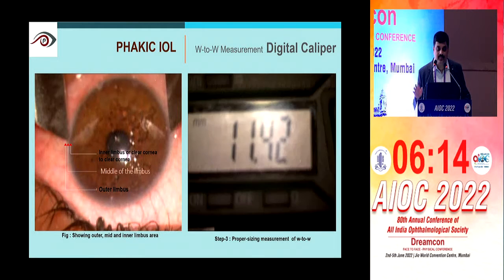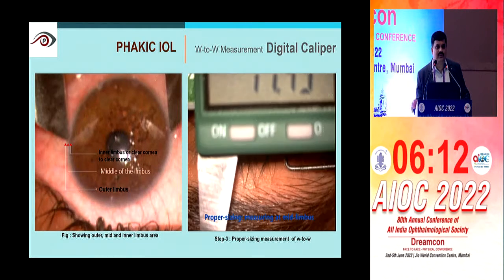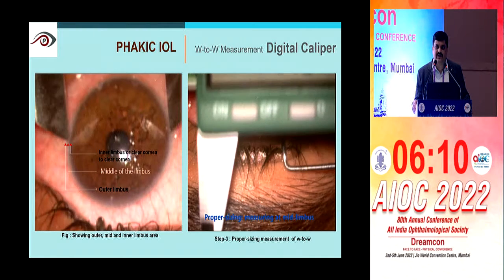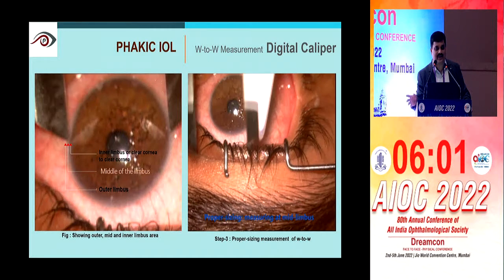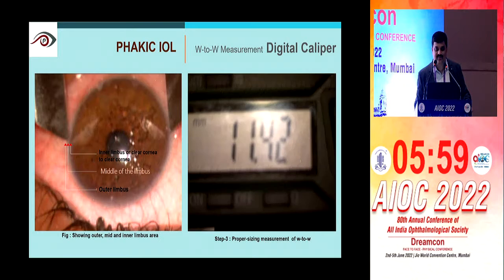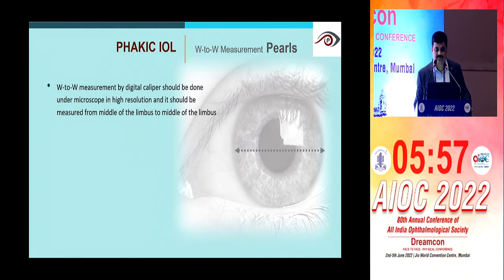So it is best to do white to white only. We used to tell, I have done the last few cases with black to black, and some of my ICLs are becoming undersized. So now, once again, I have gone back to the white to white measurement. So these are the pearls for white to white.